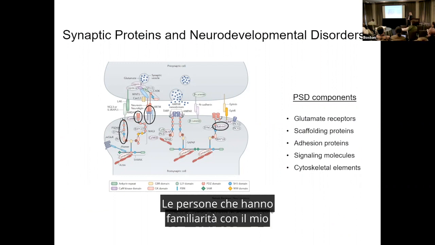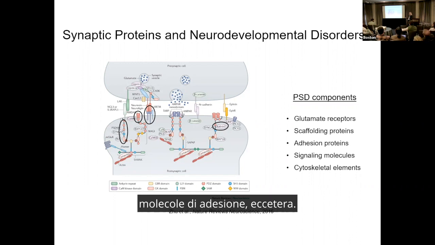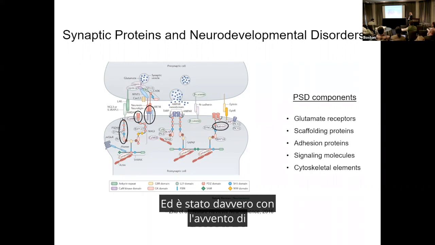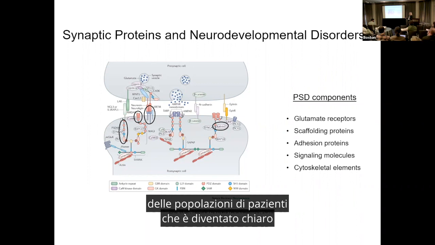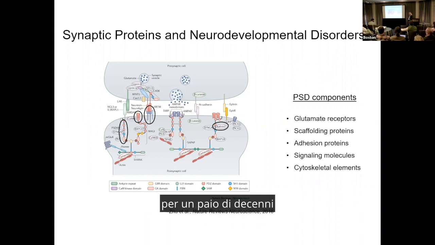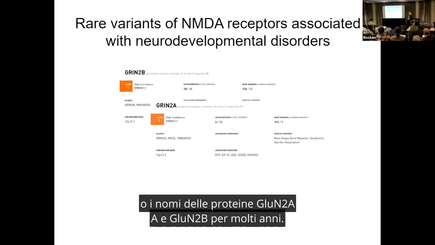People that are familiar with my research program know that I've been studying postsynaptic proteins for about 30 years, primarily glutamate receptors and in particular NMDA receptors, but also scaffolding molecules, adhesion molecules, et cetera. It was really with the advent of faster and more efficient sequencing of patient populations that it became clear that a lot of the proteins I've been studying for a couple decades are actually implicated in neurodevelopmental disorders. In particular, we've been studying GluN2A and GluN2B for many years.